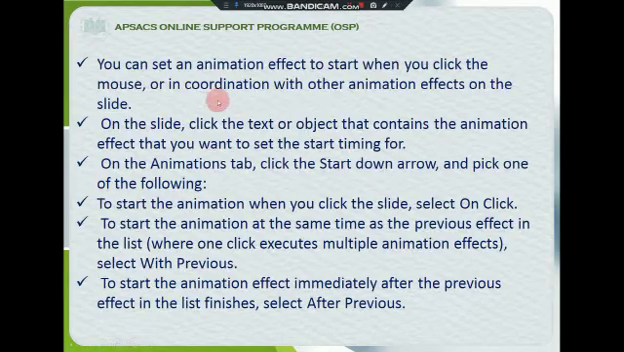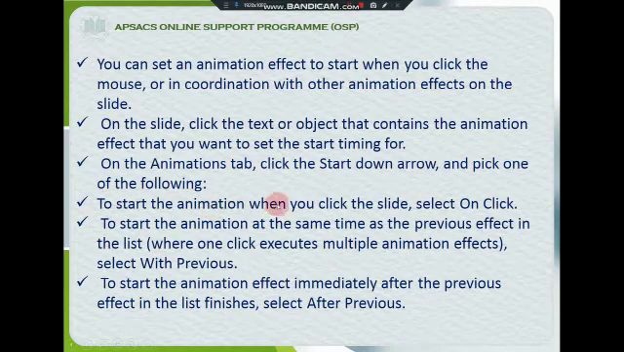So you can set an animation effect to start when you click the mouse or in coordination with other animation effects on the slide. On the slide, click the text or object that contains the animation effect that you want to set the start timing for. On the Animations tab, click the Start down arrow and pick one of the following.